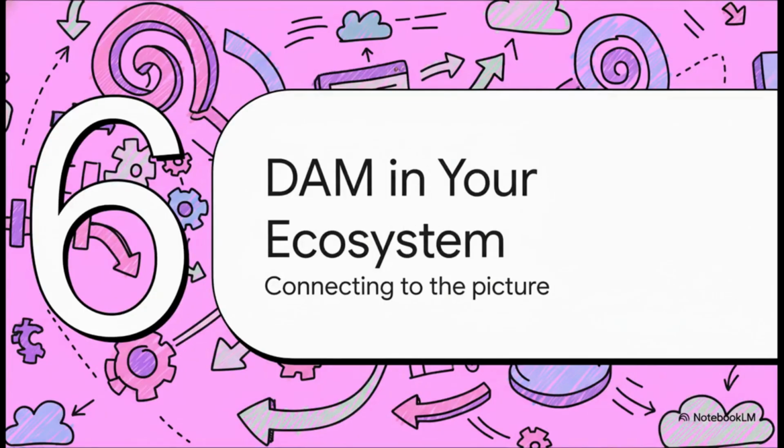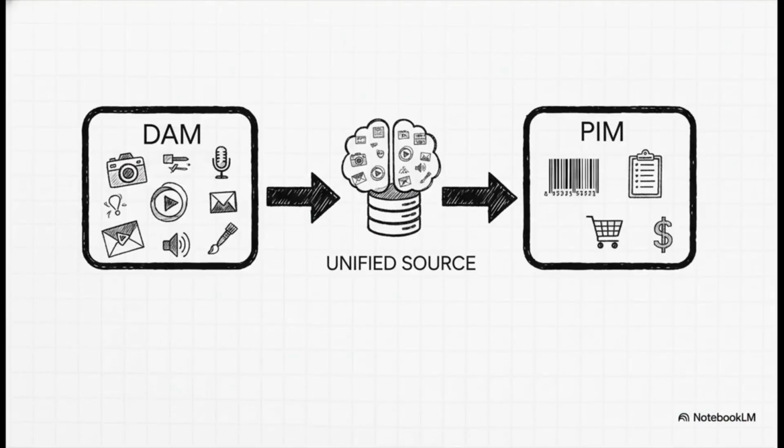Okay, for our last section, let's pull back and look at the big picture. Because a DAM system doesn't live on an island. To really, truly unlock its potential, you have to see how it plugs into your company's entire data ecosystem. This is where a DAM goes from being a great tool to being a core operational hub for your business. When you integrate it with a product information management system, a PIM, you're connecting your beautiful visuals directly to all your critical product data. What does that mean?